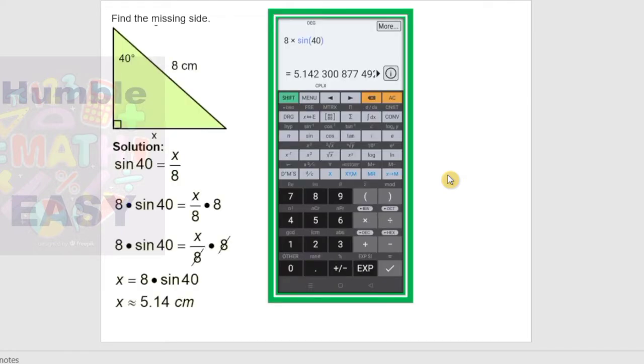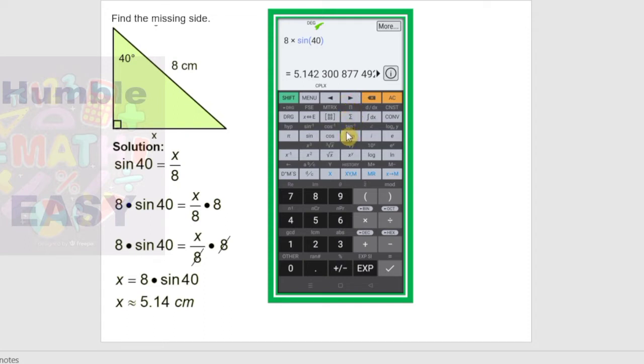Now, in order for us to get the value of x, we are going to make use of the calculator. Take note that you need to be careful when using the scientific calculator. It should be in the DEG mode, the one displayed here. If your calculator is in RAD, we're going to change that into DEG. And then follow the manual of your calculator as we go over it.